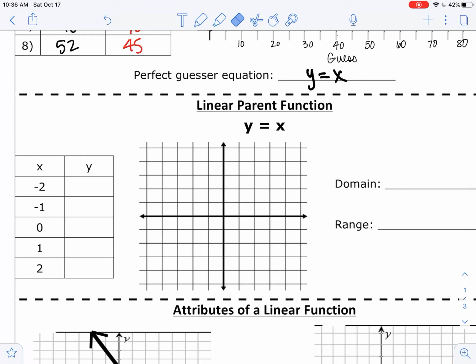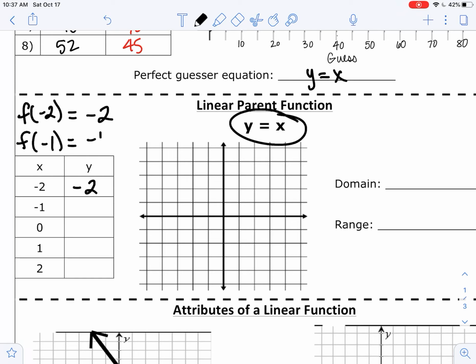We just gave our students some practice plotting those points, but let's take a look at that perfect guesser equation. So we have our y equals x. So let's use our function notation, which we did a long time ago, and let's use this equation and say, okay, if I were to plug in that -2 right there into my equation, I would just be plugging in that -2 for x. Well, if I plug in a -2, then my output is going to be a -2. Sweet. If I plug in a -1, then my output is going to be a -1.